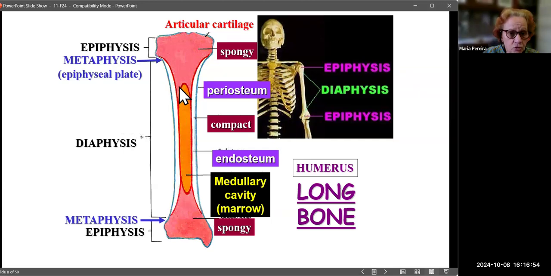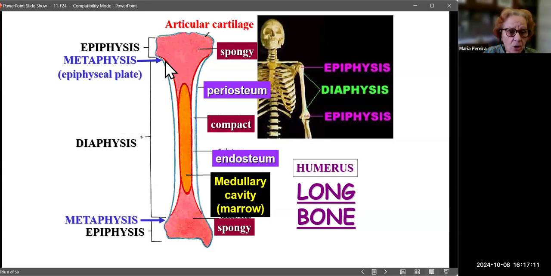Now, in between the two epiphyses, we have the diaphysis. So the diaphysis contains compact bone and contains the medullary cavity that is here represented by this orange ellipse.